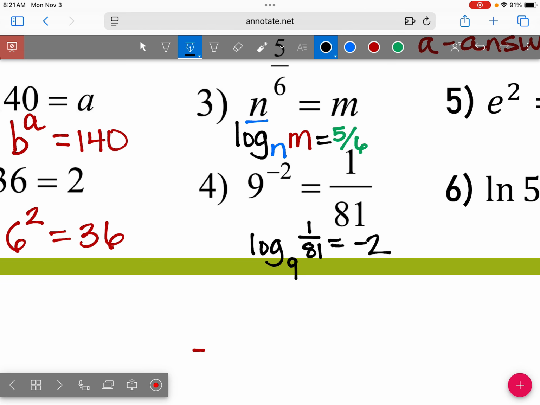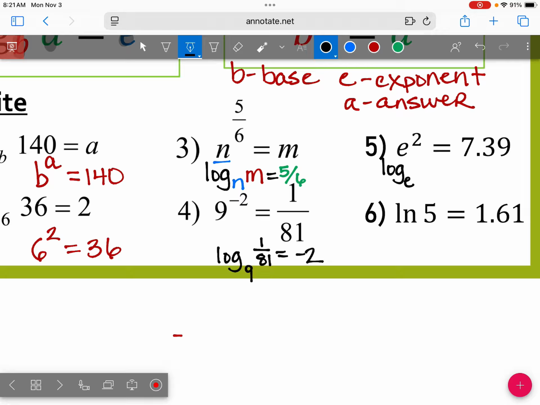Any questions so far? Okay, question number 5. We would write our log. Then I'm going to write the base. And then what's going to come next? 7.39. And what does that equal? 2. All right, let me pause for a second.